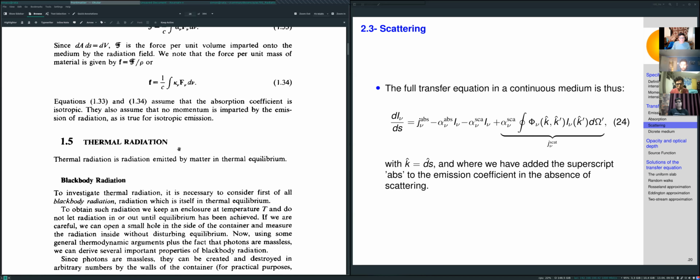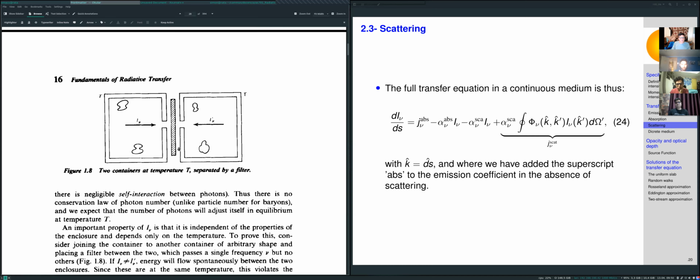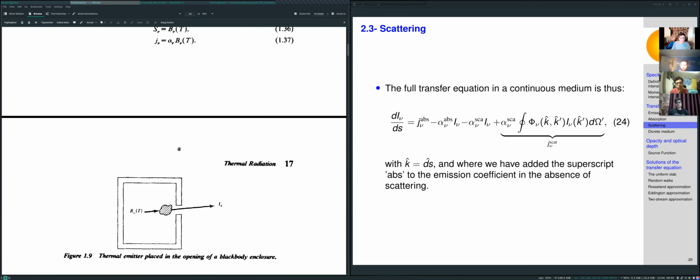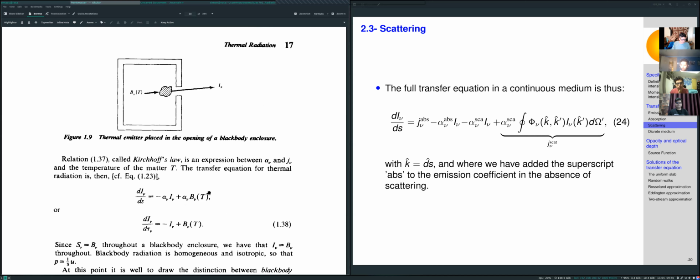Okay, so I said we'll be skipping over the blackbody radiation. Simon, a quick question.